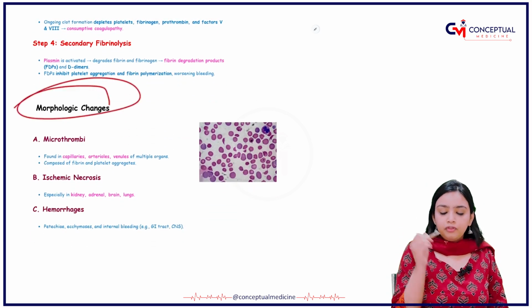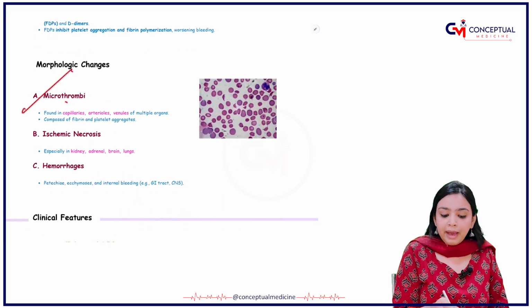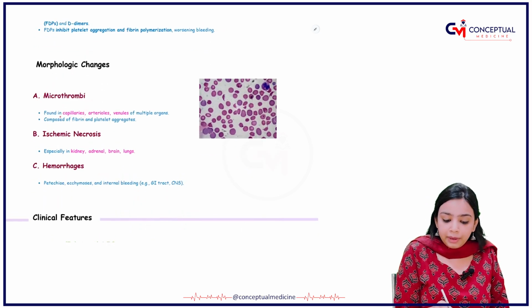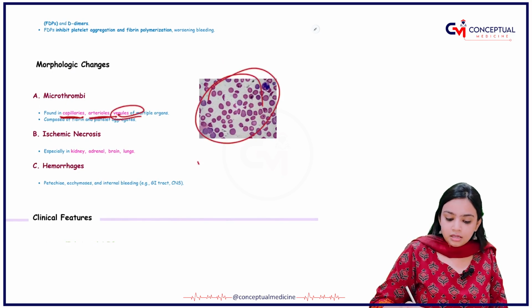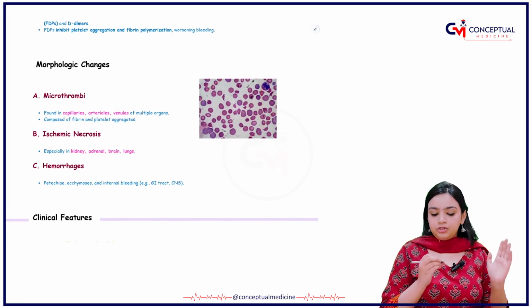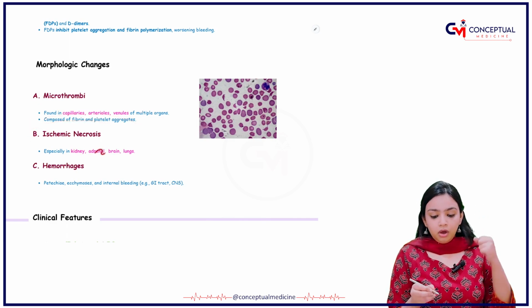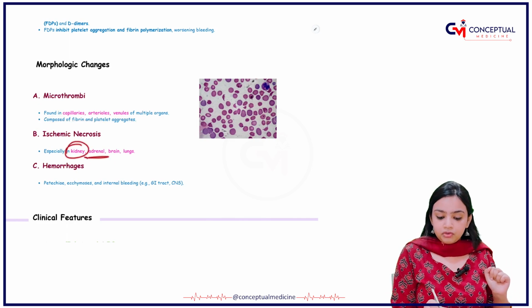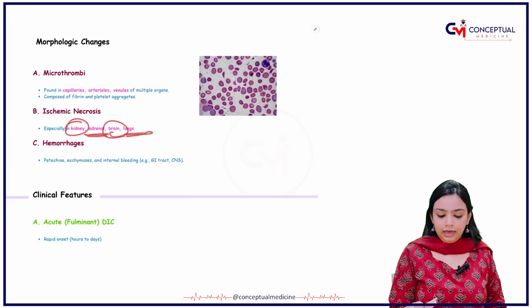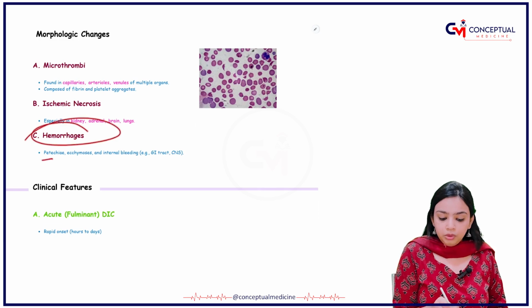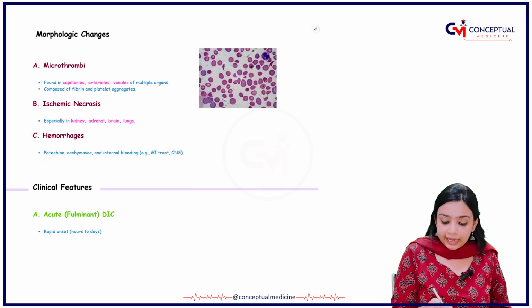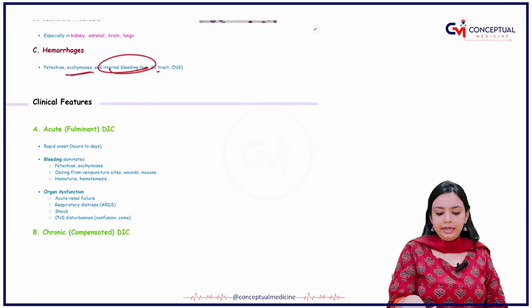What are the morphological changes? First one is microthrombi. The microthrombi are found in your capillaries, arterioles and venules. Look at these morphological changes. There will be ischemic necrosis, especially in your organs, especially in the kidney, adrenals, brain and lungs. In the hemorrhages, you need to remember there will be petechiae formation, ecchymoses and internal bleeding.